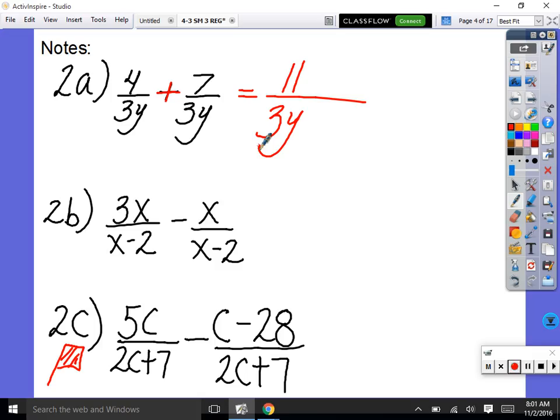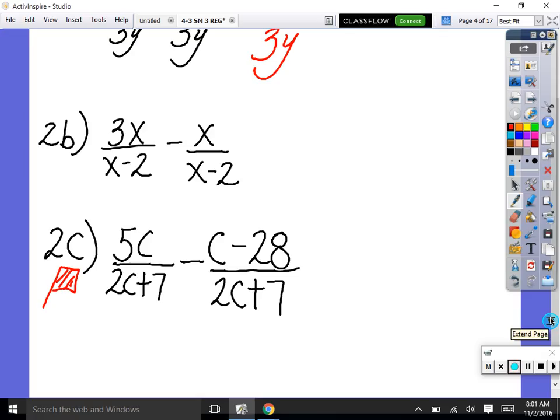Let's do 2b. Now, 2b is technically a red flag problem too, because anytime I see subtraction, I need to be careful. This one we won't have to be super careful because there's only one term. All right, so looking at this one, can I subtract these? Don't they already have a common denominator? So now we can say, okay, I can write it over one fraction. I'm going to combine like terms. So we're technically doing 3x minus x, which is how many x's? 2 x's, and that's all over the common denominator of x minus 2. Is everybody good with that?